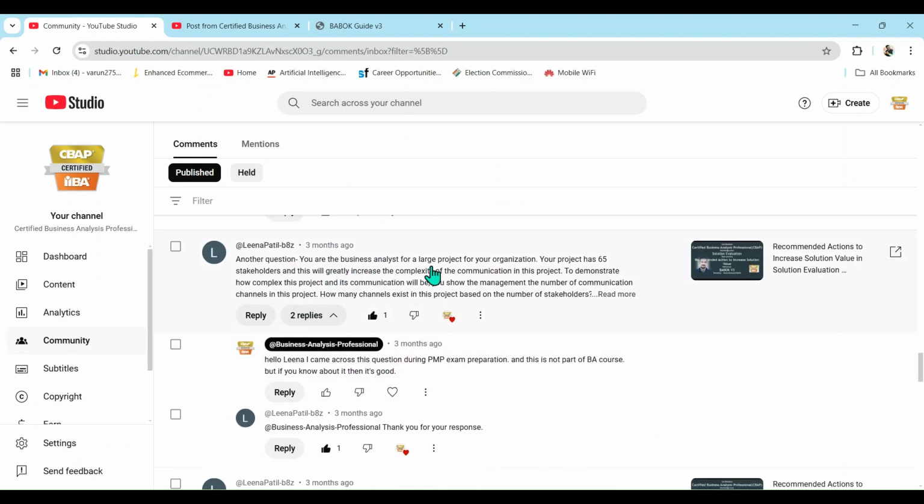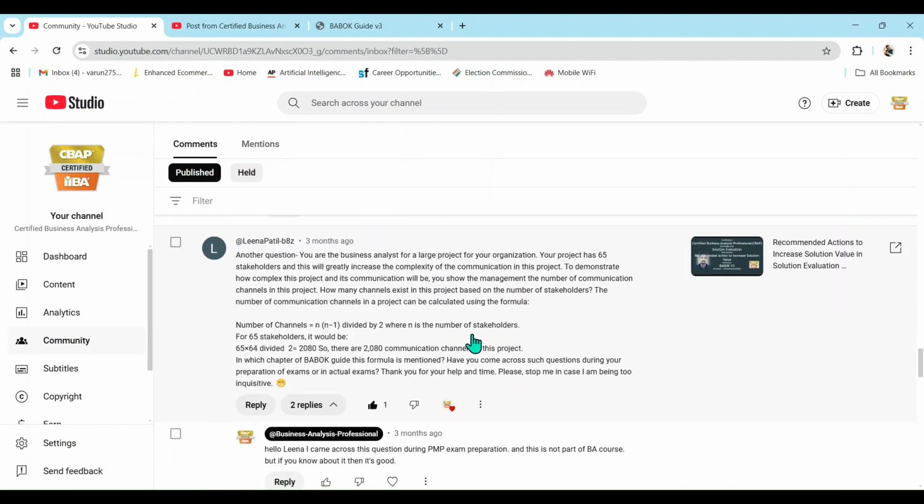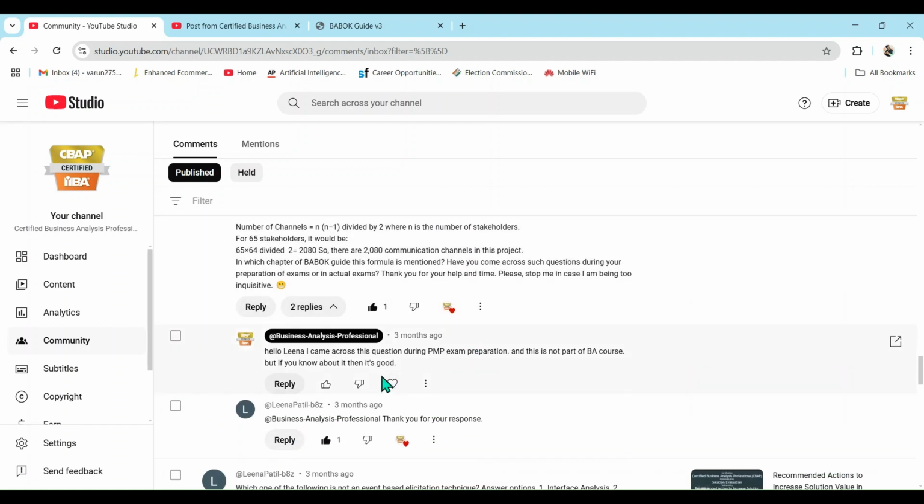Another question: you are the business analyst for a large project. Your organization or project has 65 stakeholders, and this will greatly increase the complexity of the communication in this project. To demonstrate how complex this project and its communication will be, you show the management the number of communication channels in this project. How many channels exist in this project? Read more. Well, I told her, hi Lena, I came across this question during my PMP exam preparation, and this is not part of the BA course. But if you know about it, then it's good.